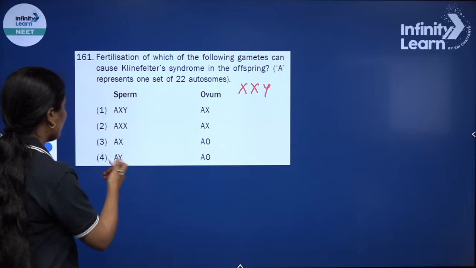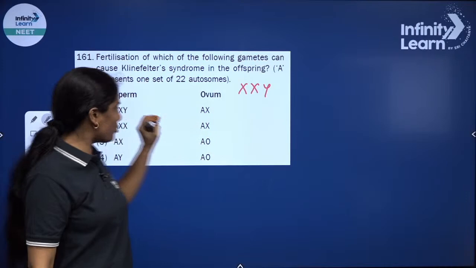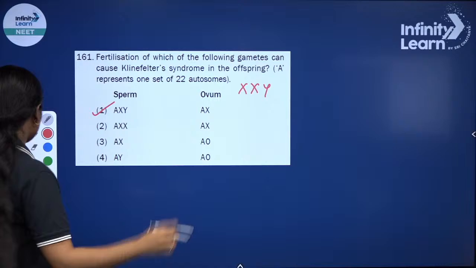You can look at it one more time. If at all you're looking at 2, it'll be a triple X. So it's basically XY and X coming together, XX. Yes, now you got it right, Govardhan.